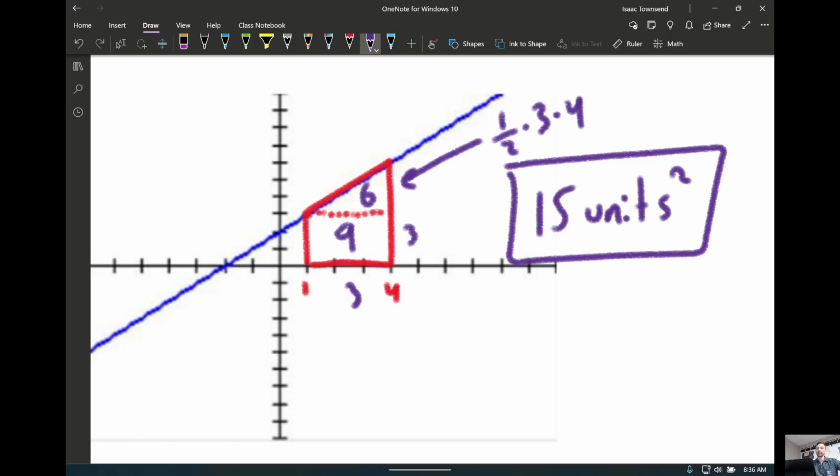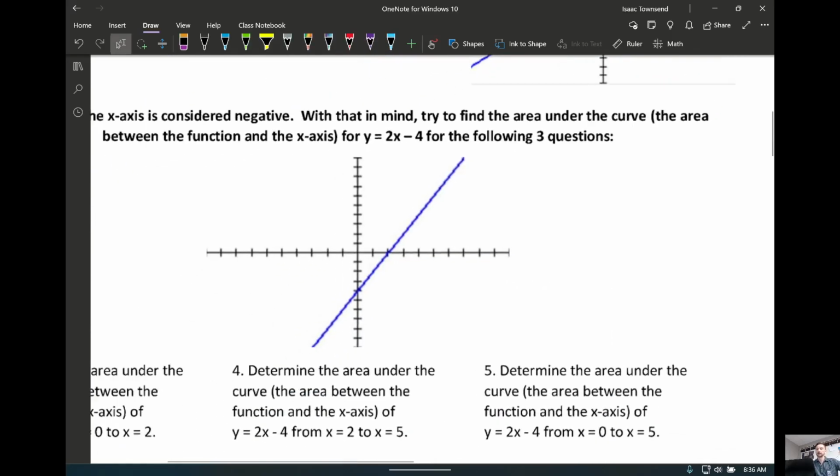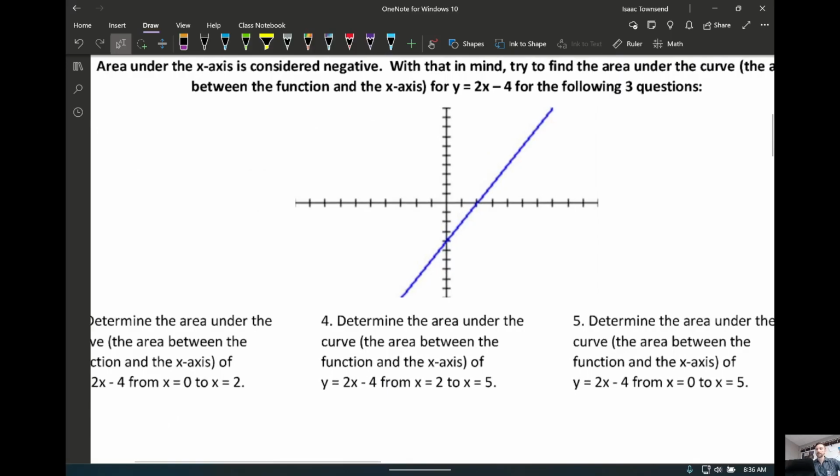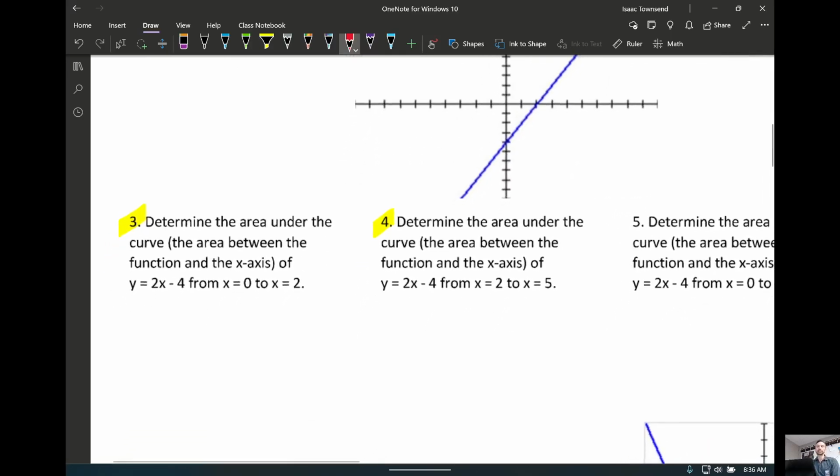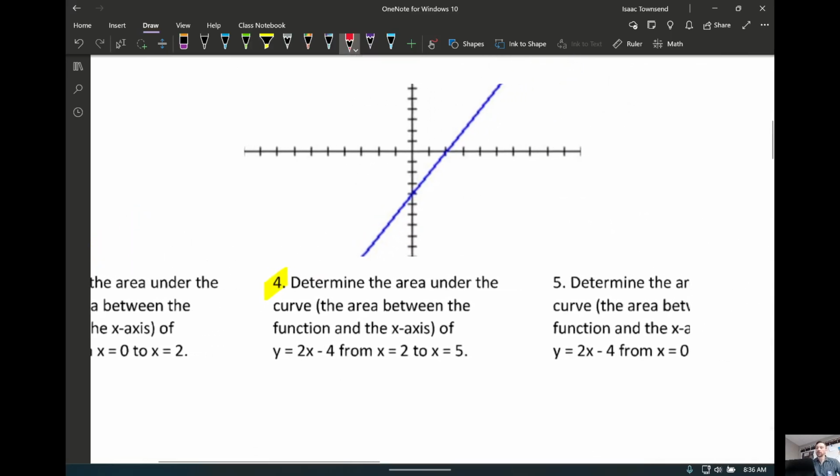And if we keep going, now I'd like you to try questions 3 and 4, and we'll talk about how that applies to 5. So here's the function drawn for you. Question 3 is wanting you to find the area between 0 and 2. Actually, I lied. Let's do this one together. There's enough for you guys to do on the back. So find the area between 0 and 2. So that would be this.